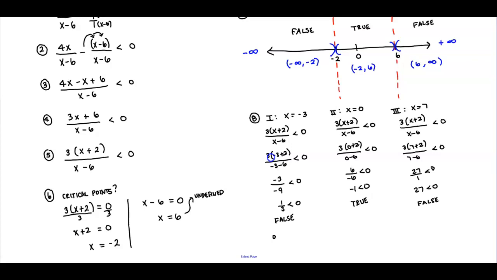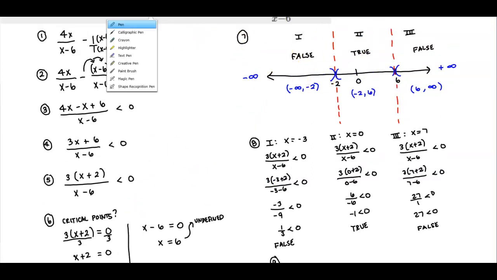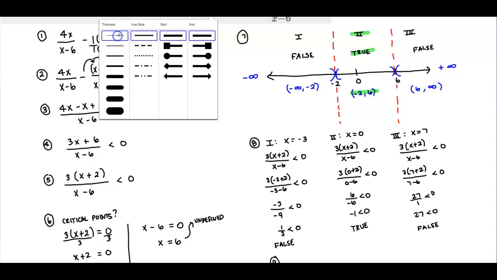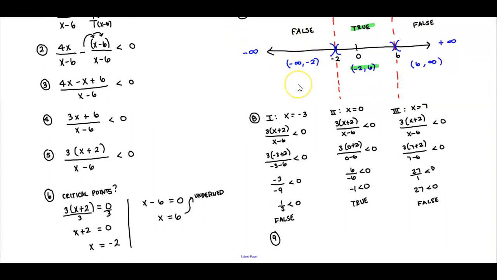So now we can answer our question. We just need to know which intervals are true. If we take a look at region number 2, it is true, and that interval is -2 to 6. So we can say that our solution to this problem is the interval -2 to 6.